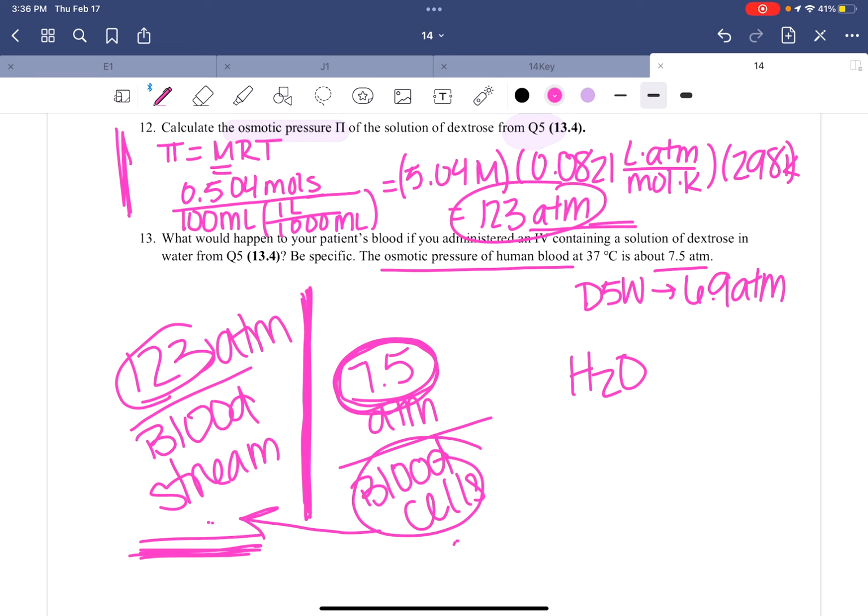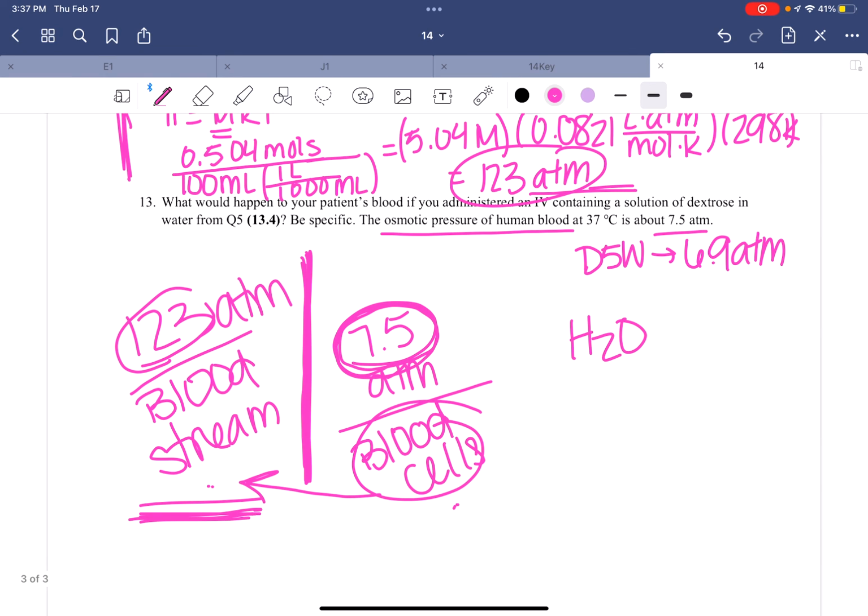And that's going to cause them to shrivel because there's no water that's replacing them, because it has to all travel out of your blood cells into your bloodstream to lower that pressure. So that's going to cause your blood cells to shrivel, which would be pretty bad for your body. And that is a process that's called crenation.